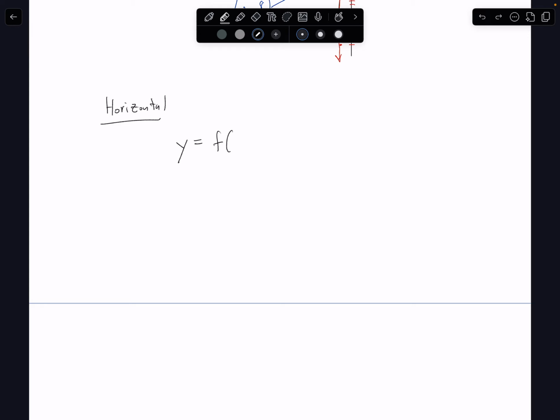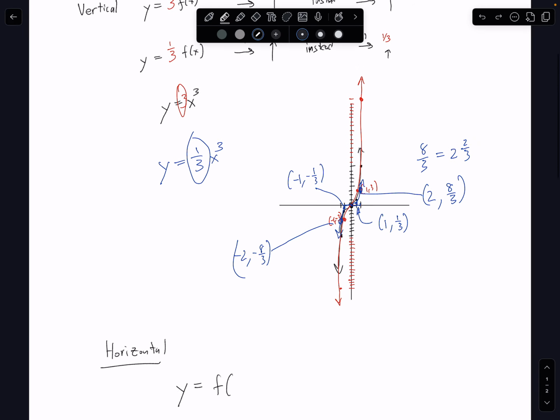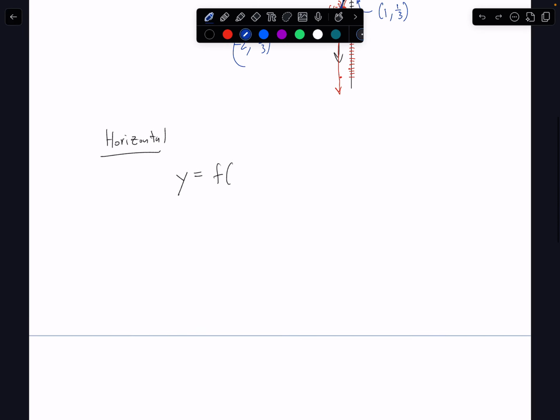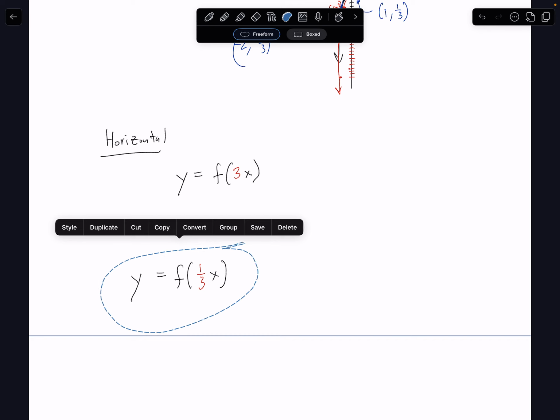Okay, so let's use a simple example. Wait, what did I do last time? Yeah, I did 3. Okay, so let's do 3. So notice this time the 3 is inside the parentheses, and that's what makes it a horizontal stretch as opposed to a vertical one. Or you could do f of 1/3 x. And when I say stretch, I actually mean it could be a compression. So this one's actually the compression. This one is the stretch. Let's do them one at a time, though.